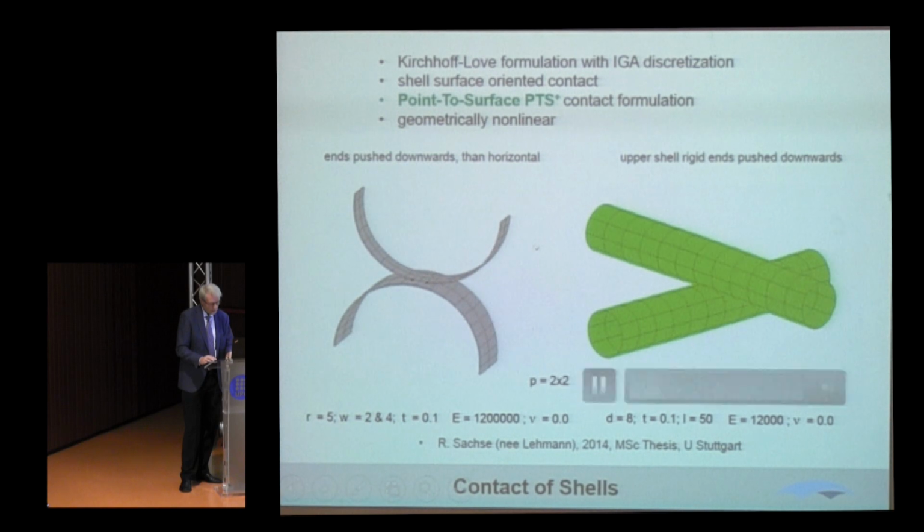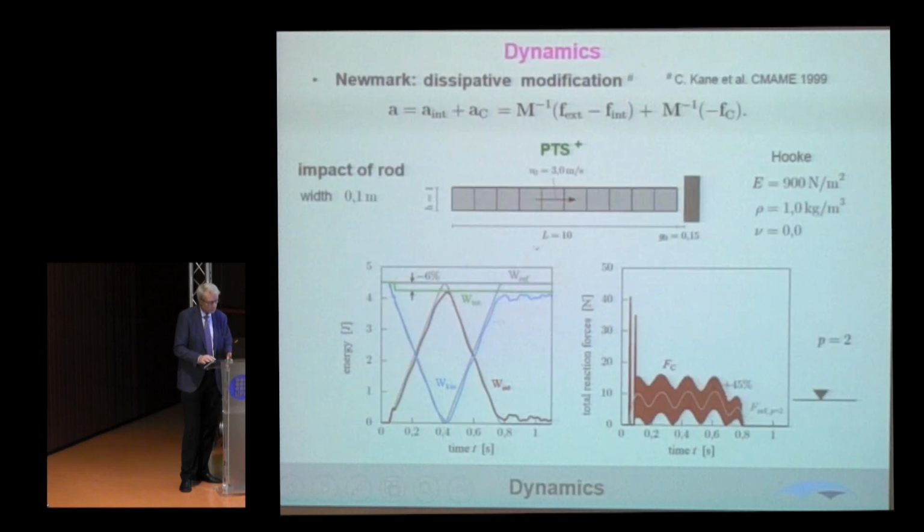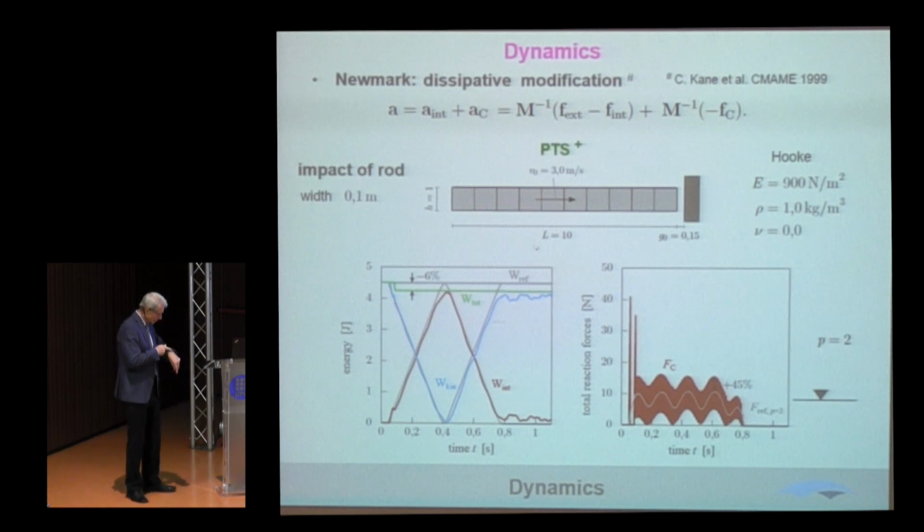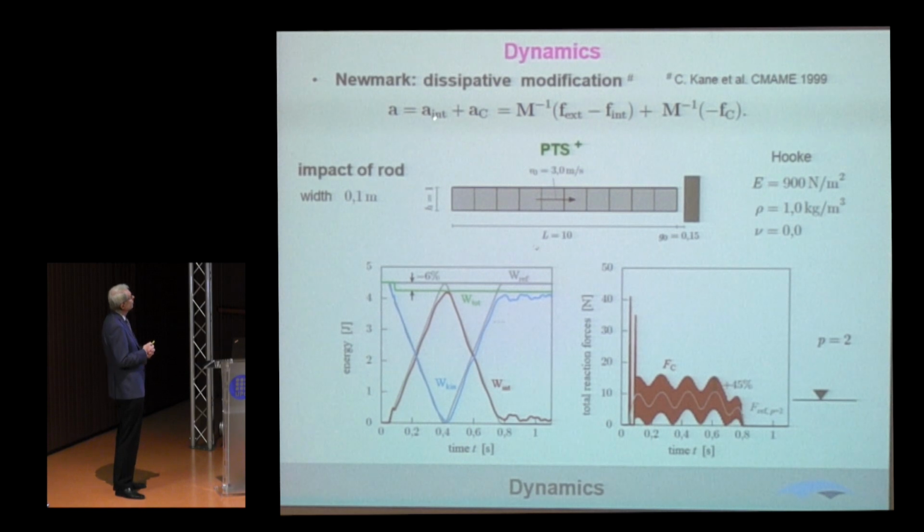So let me just continue here. A few words on dynamics. I will not talk too much about it. It's a classical dynamical problem. We use Newmark, but in this way we have a dissipative modification using the procedure of Kane from 1999, where the acceleration of the problem is split into the internal part and the contact part.